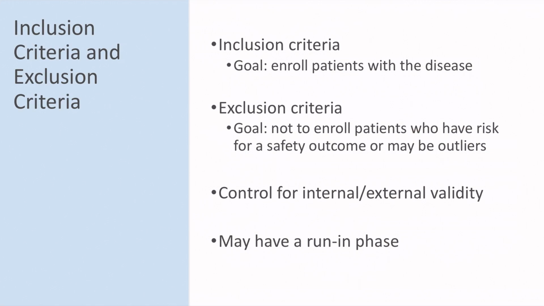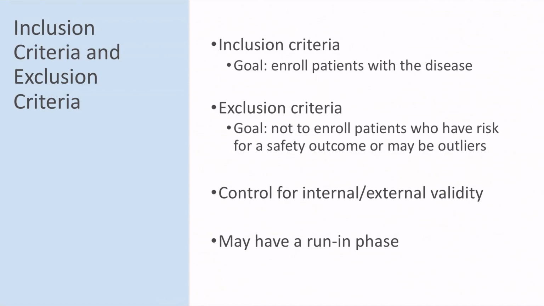Now moving on to inclusion-exclusion criteria. Again, these both affect internal and external validity. And inclusion and exclusion criteria have very specific uses. For inclusion criteria, the major goal is to make sure that we enroll patients that have the disease. So what you're looking for there is the diagnostic criteria for the disease. So if you have a patient with COPD, you're saying that I want to include patients that have moderate to severe COPD, and they define what moderate to severe COPD is.